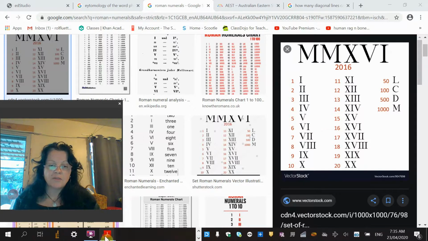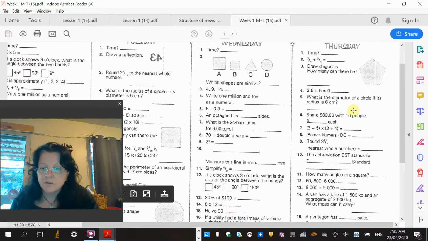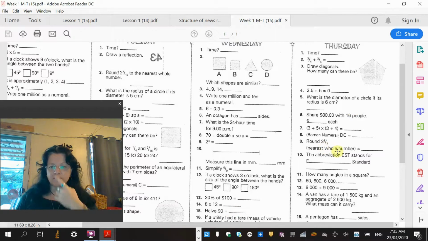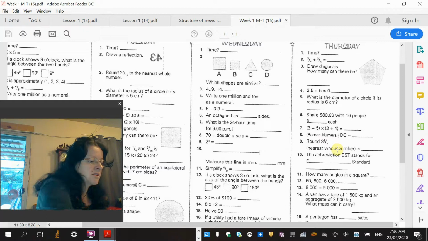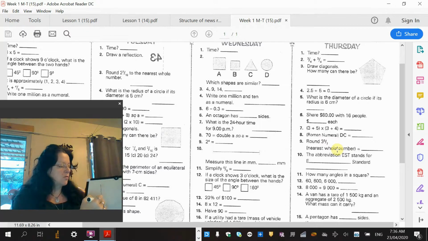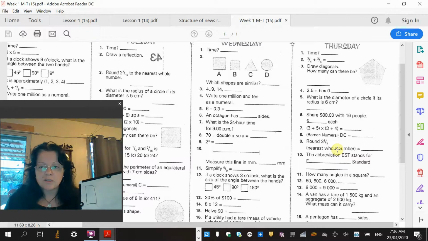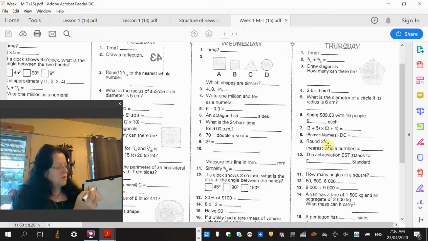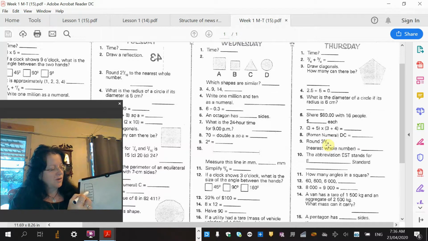Okay, and going back into our mental maths. We're now up to round 3 and 3/7 to the nearest whole number. So if we've got 3 wholes and we've got 3/7, which means that we have sliced something into 7 parts. And I'm going to do a rectangle because it's pretty hard to slice up a circle into 7 parts. So 1, 2, 3, 4, 5, 6, and one more, 7.